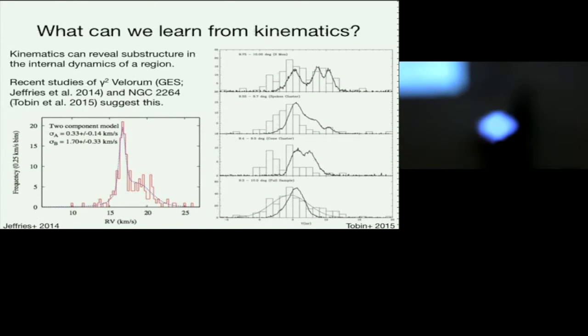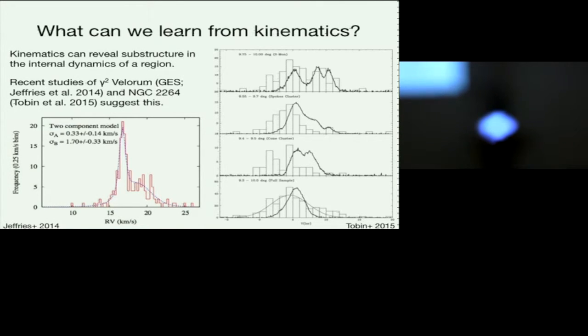Radial velocity measurements of star clusters and star-forming regions have also shown us that there's a lot more structure within the regions that we're studying. This is, again, two studies from the Gaia-ESO survey, a study of gamma 2 velorum by Jeffries et al, and a study of NGC 2264 by Tobin et al. Both of these studies have found that there is a lot more structure within the distribution of stars in phase space than we knew of from just their physical structure.